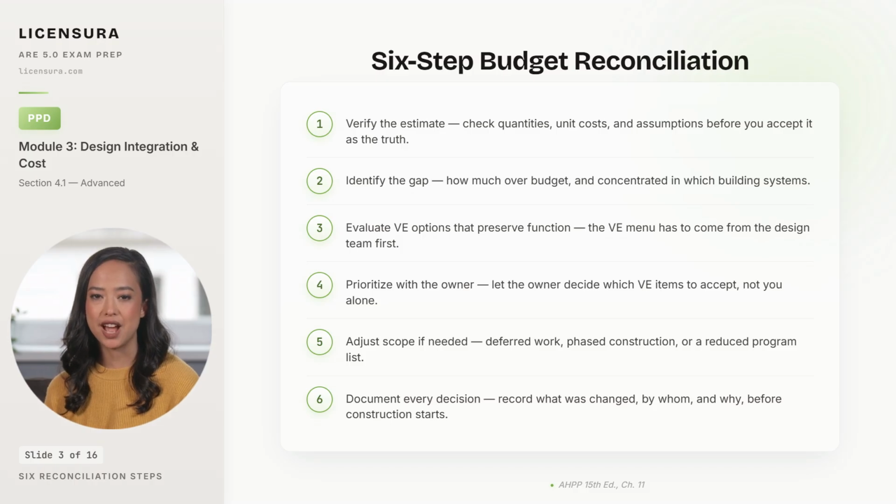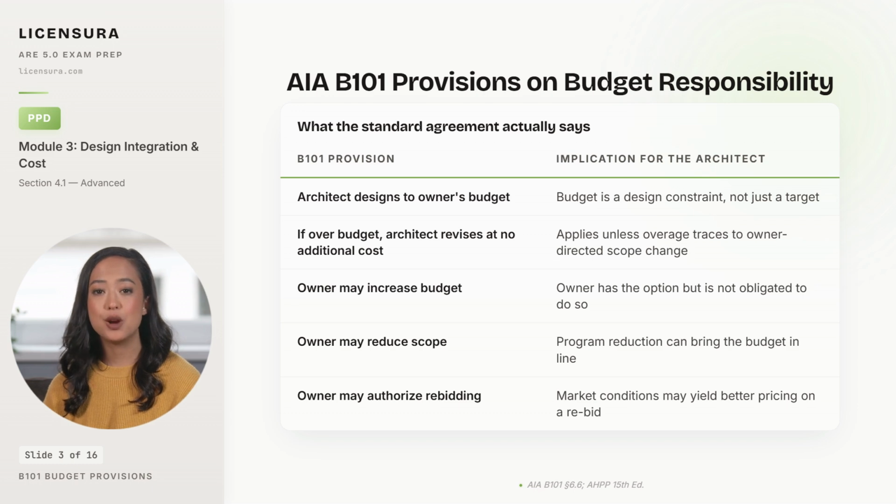And sixth, document everything in writing. Verbal agreements during a tense reconciliation will not protect anyone when the lawsuit lands. B101 spells out exactly who carries the redesign cost, and the answer is rarely the owner. Five B101 provisions govern every budget conversation. The architect designs to the owner's budget. That single phrase makes the budget a binding design constraint, not an aspirational target you can drift past.